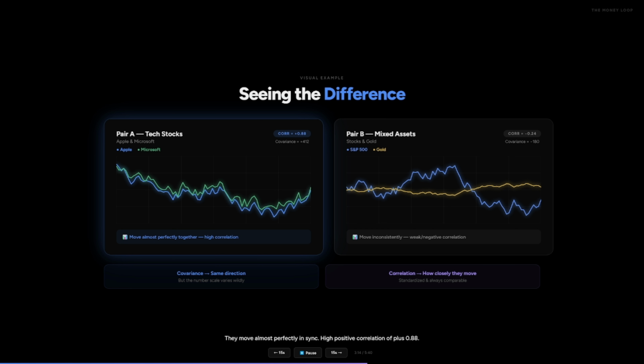Imagine comparing two different pairs of investments. The first pair moves together almost perfectly every single day. The second pair also moves together, but much less consistently. Covariance might tell us both pairs move in the same direction, but correlation tells us how strongly they move together. That's the key difference. Covariance answers what direction do they move, and correlation answers how closely do they move together. And in finance, that standardized comparison becomes incredibly useful.